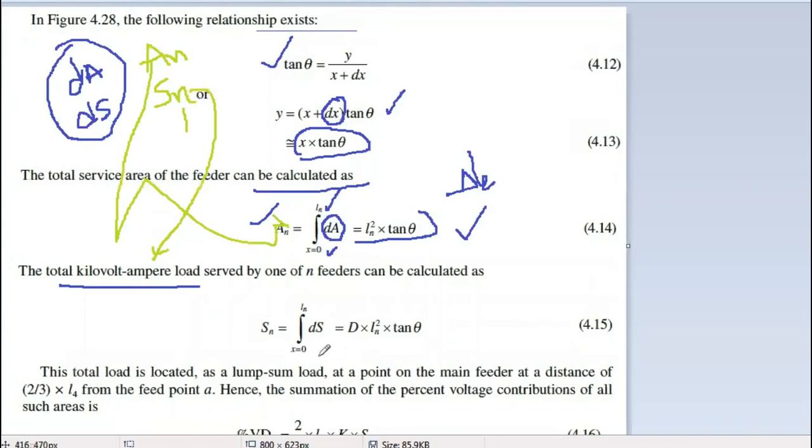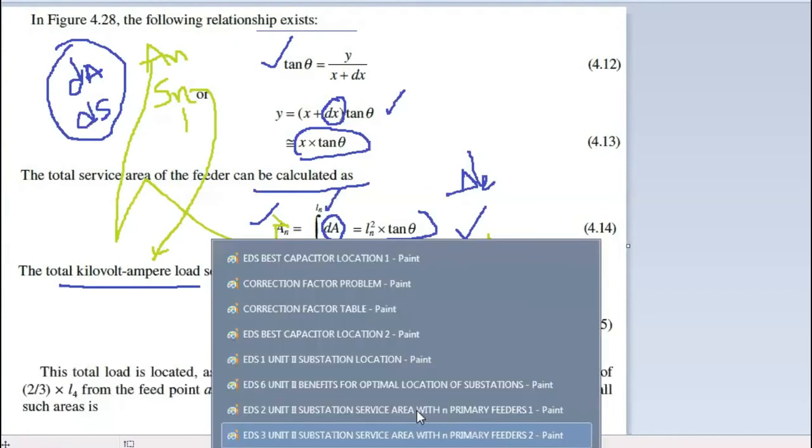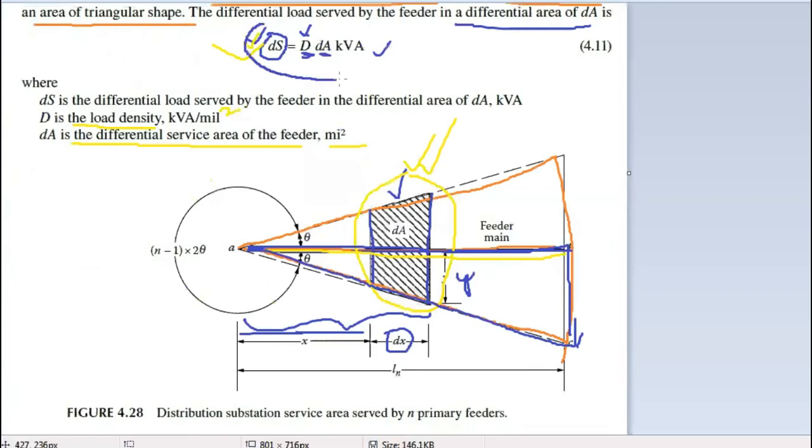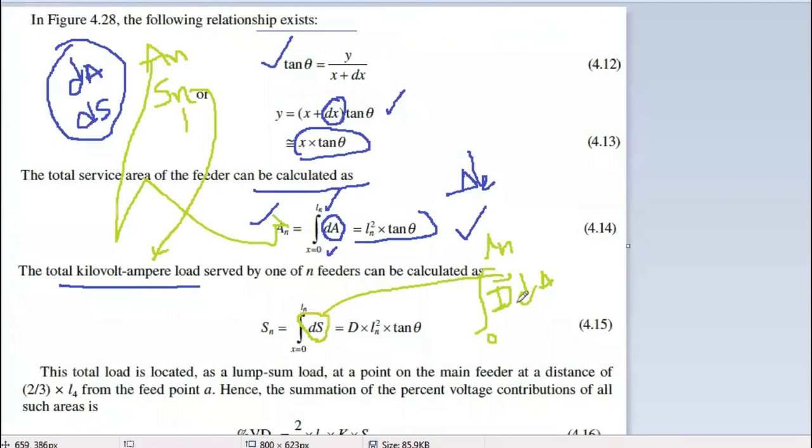So Sn equal to integral x equal to 0 to ln of ds, the differential load served by the feeder. This ds equal to d multiplied by dA. Actually it is given. We can write it as 0 to ln. So in place of ds, we have substituted d into dA, because in the first step we have taken this. So ds equal to d into dA.